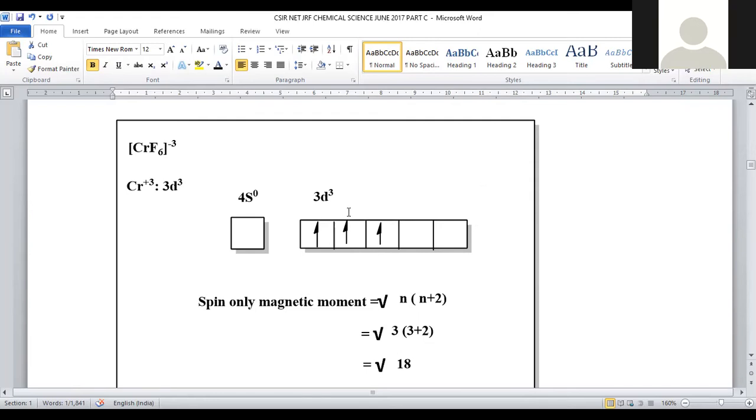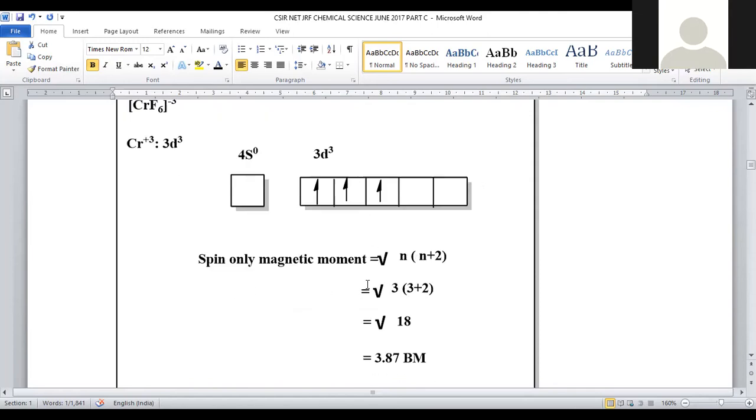Even if it is high spin or low spin, up to the d3 system the magnetic moment remains the same, right? So when we apply the spin-only magnetic moment formula, square root of n into n plus 2 can be employed. n stands for the number of unpaired electrons present. Here, this d3 system is having 3 unpaired electrons. Square root of 3 into 3 plus 2 becomes square root of 18, which is nothing but 3.87 Bohr magnetons.